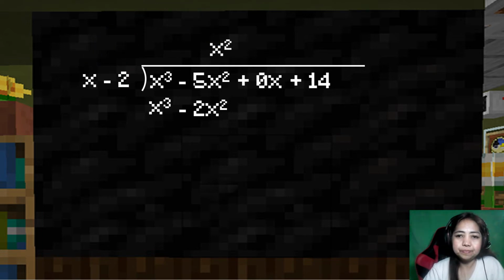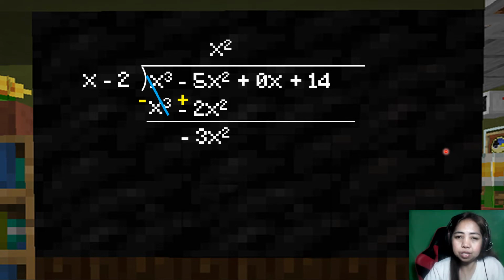Subtract and bring down. So, palit muna natin ng sign. So, itong positive will become negative, and then itong negative will become positive. So, x cubed minus x cubed, cancel na. But in here, negative and positive, magkaiba ng sign, subtract. So, 5 minus 2 is 3. But since mas malaki yung 5, negative yung 5, so we have negative 3. And then, kopyahin lang natin yung variable na x squared. And then, bring down 0x plus 14.